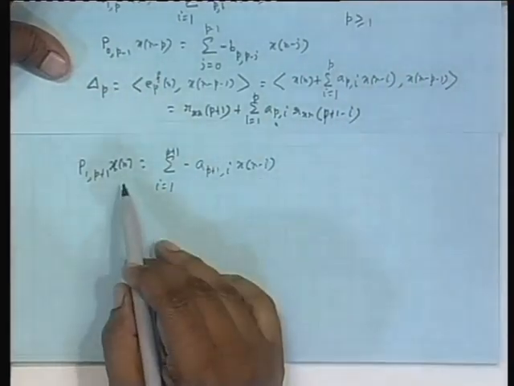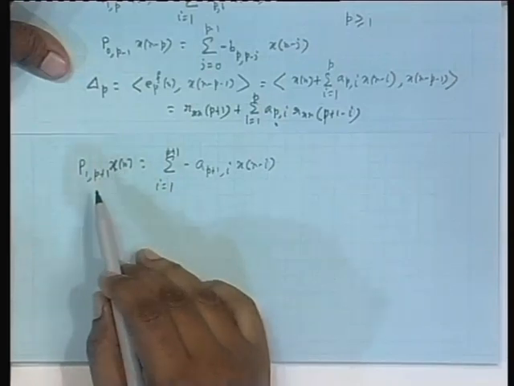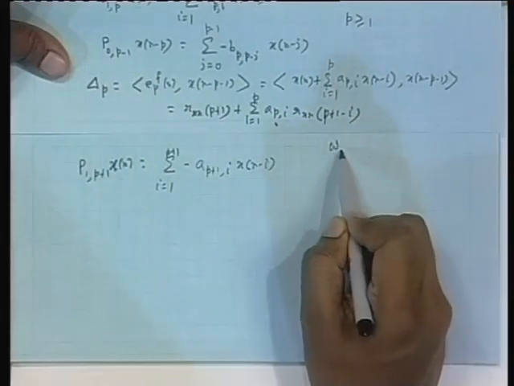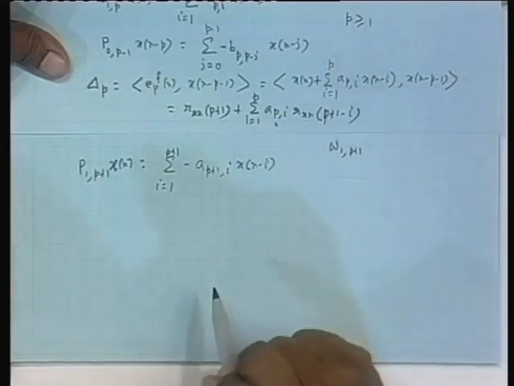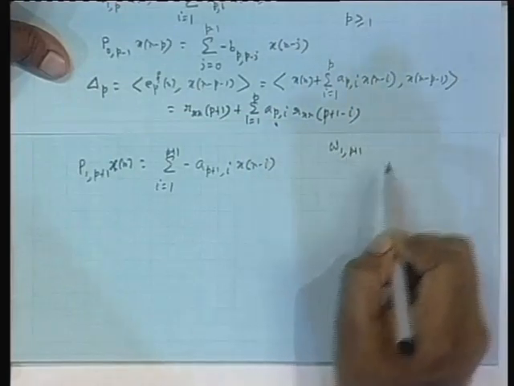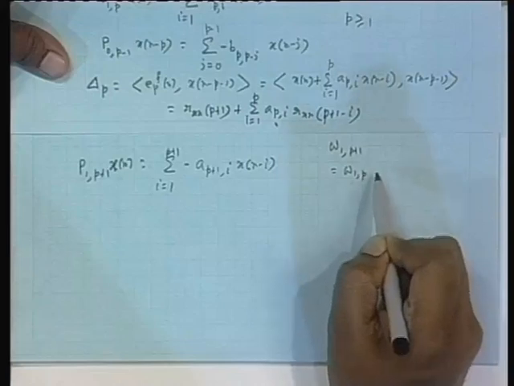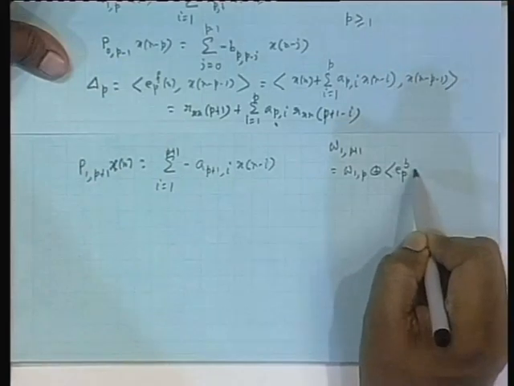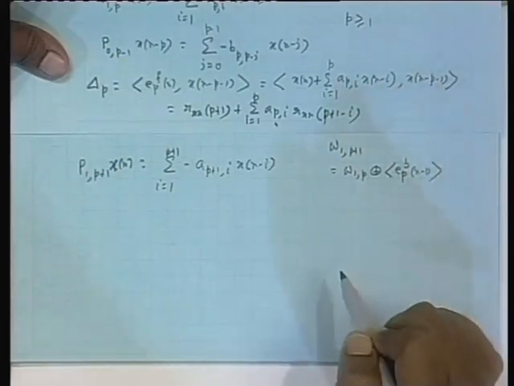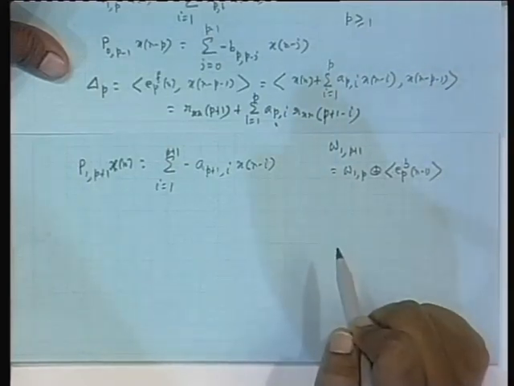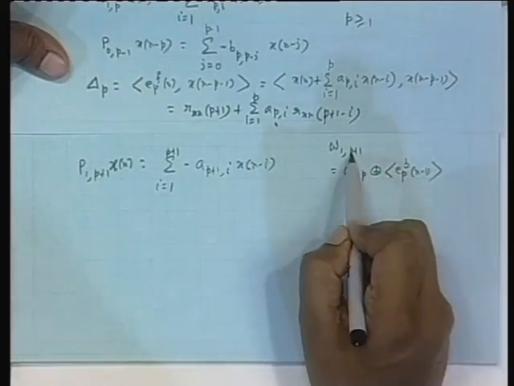That is, this projection is again nothing but what? It is a projection on the space spanned by x n minus 1 to x n minus p minus 1. That is W 1 to p plus 1. What is the space? That was the space spanned by x n minus 1 up to x n minus p minus 1. That we know is nothing but W 1 comma p orthogonal span of x n minus p minus 1. Isn't it? Last term is x n minus p minus 1.